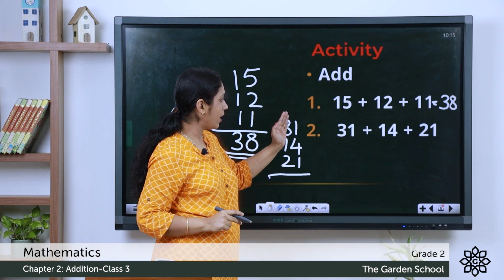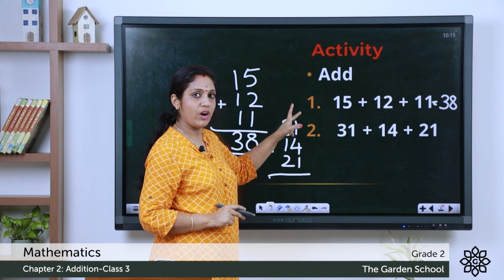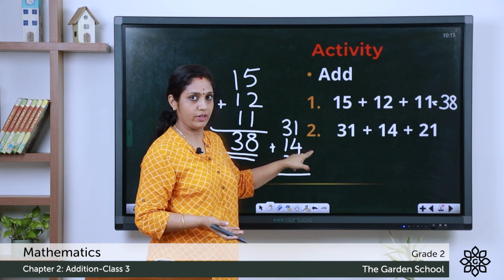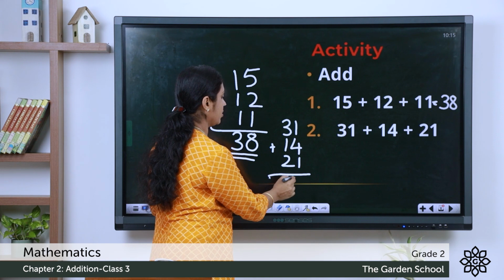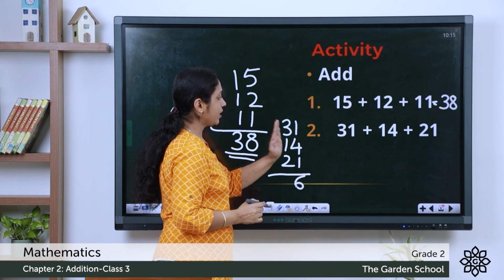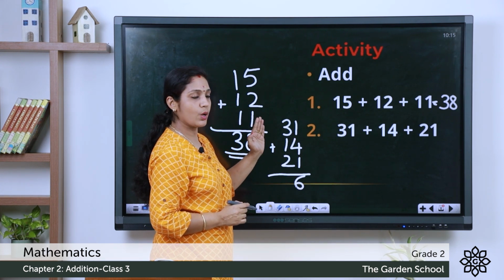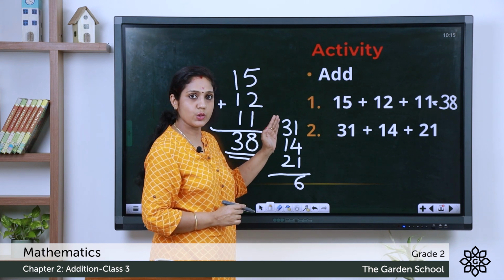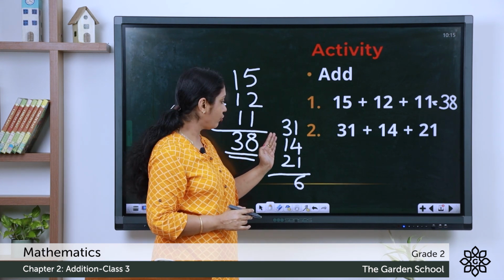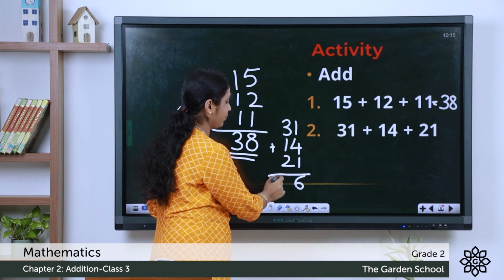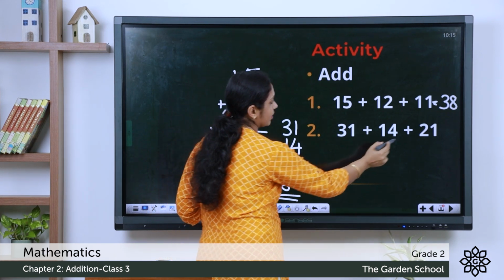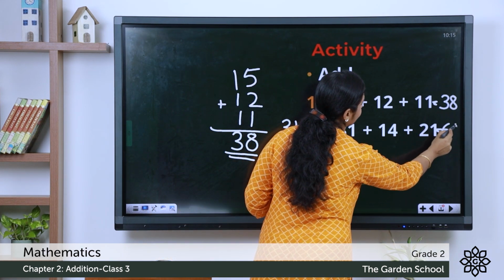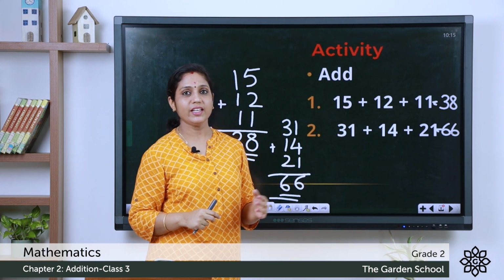So, we will add 1 plus 4 plus 1. 1 plus 4 is 5 and 5 plus 1 is 6. So, write it down here. Then the tens place 3 plus 1 plus 2. 3 plus 1 is 4 and 4 plus 2 is 6. So, this is the answer. Hope you have done it correctly.